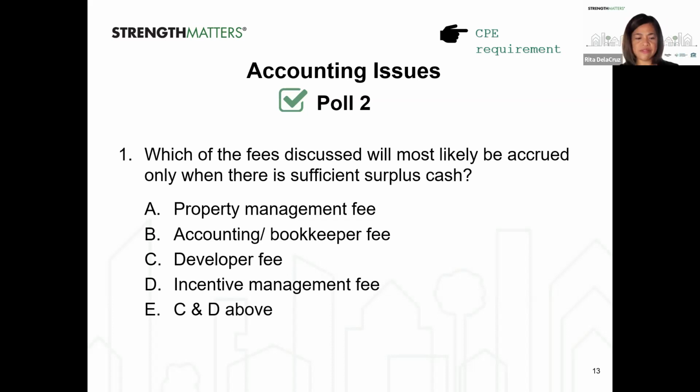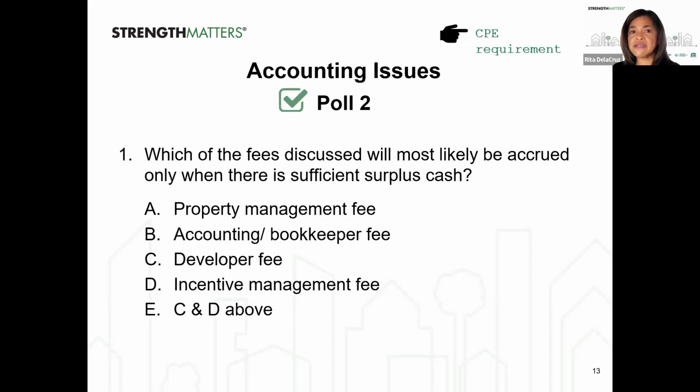Okay, most of you answered C and D above, which is both developer fee and incentive management fee. I think the word that's important in this question is "likely to be accrued only when there's sufficient surplus cash." So developer fee is going to be paid only when there's sufficient surplus cash. However, it has already been accrued during development. That was already established when you're doing the construction.